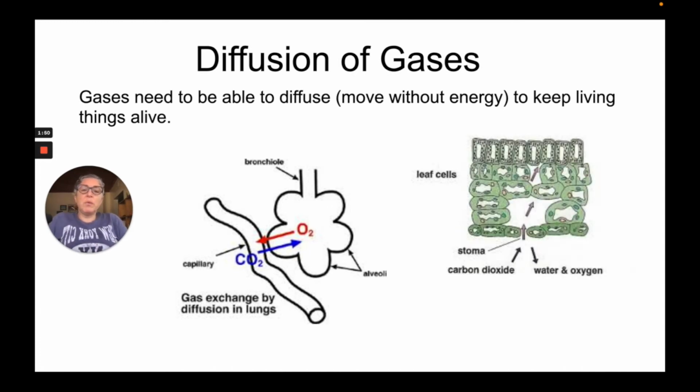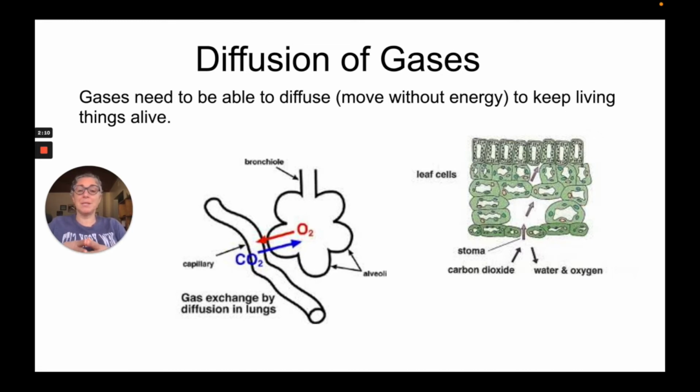All right, so when we're talking about the diffusion of gases, we're talking about molecules that need to be able to diffuse, i.e. move without energy, to keep living things alive. That is the importance of the diffusion of the gases. These gases are there to keep living things alive.